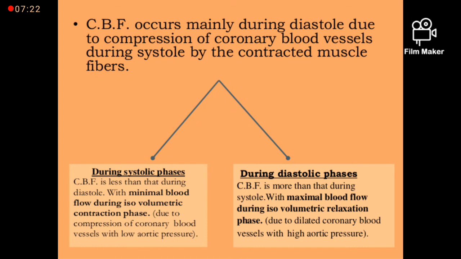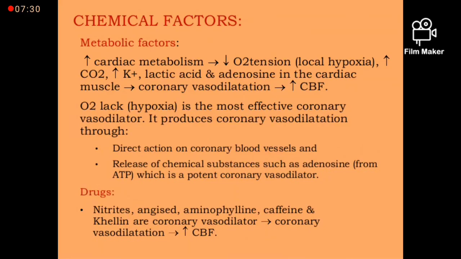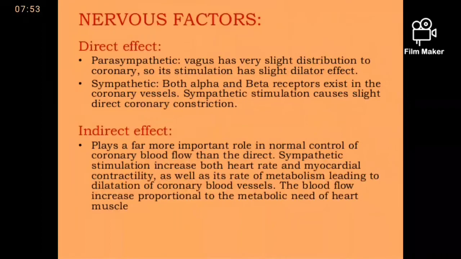Now moving to the next part, that is chemical factors. The oxygen partial pressure or carbon dioxide partial pressure, along with potassium, lactic acid and adenosine in the cardiac muscle, leads to coronary vasodilation and increased CBF. Lack of O2 or hypoxia is the most effective coronary vasodilator. It produces certain changes along with hypoxia, ischemia and infarction.